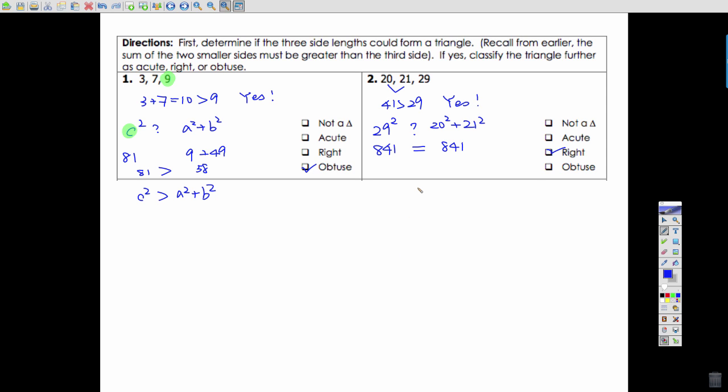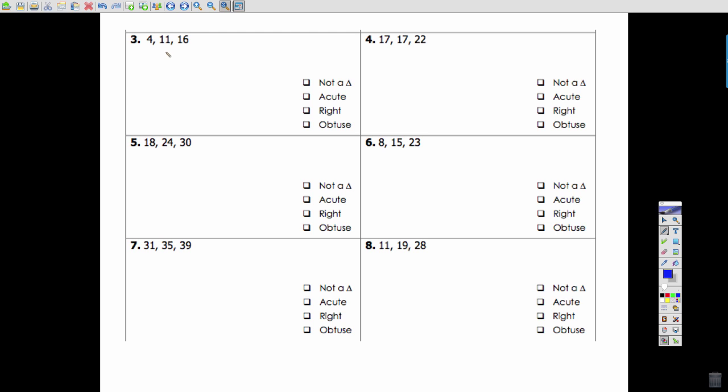Okay? The last example I want to do, this is fairly straightforward. The last example I want to do is this one. I add the two together, I have 15. 15 is less than my third side, therefore I don't have a triangle.